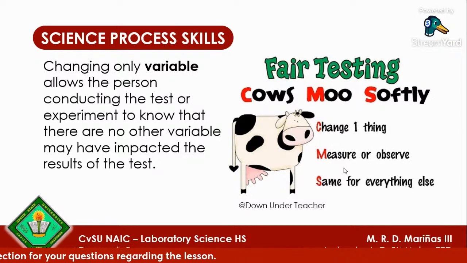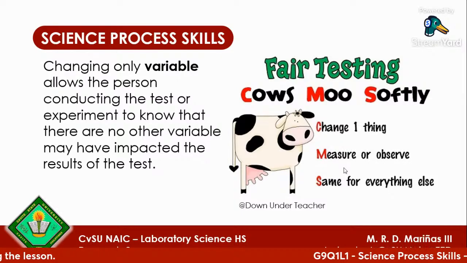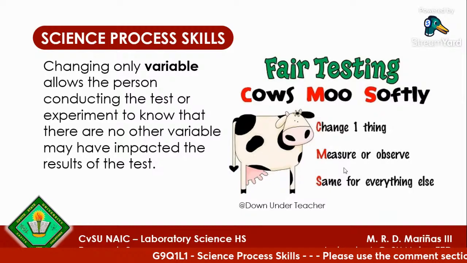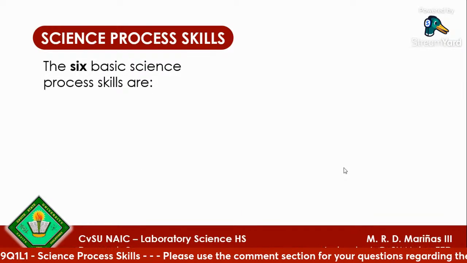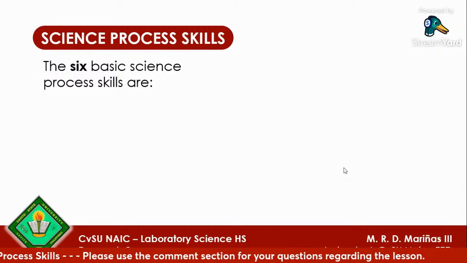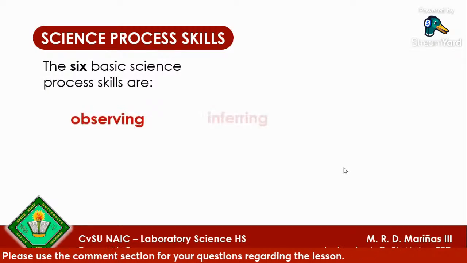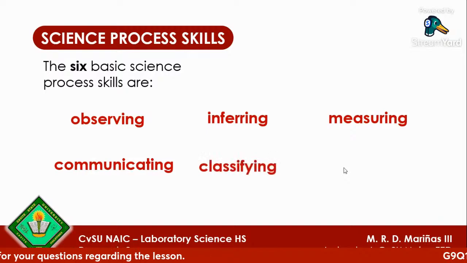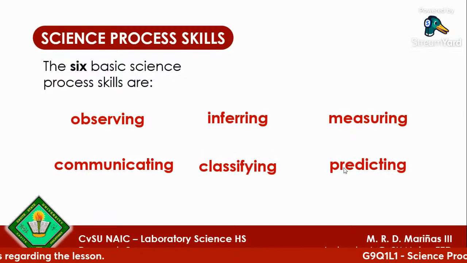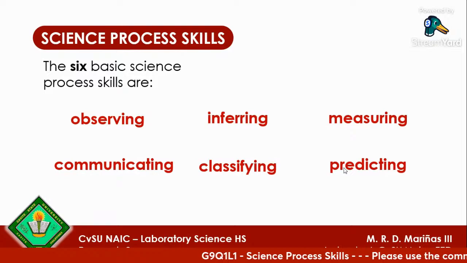We will try simple experiments to achieve this fair testing. Mga simple experiment na magagamit natin itong science process skills na ito. Okay? The 6 basic science process skills. Doon muna tayo sa basic. The 6 basic are observing, inferring, measuring, communicating, classifying, and predicting. So titingnan natin ano nga ba yung nilalaman ng 6 na basic science process skills na yan.